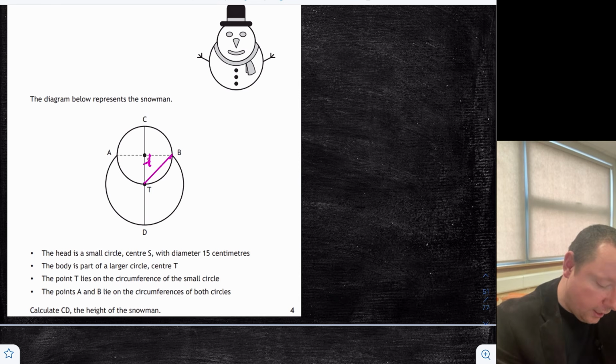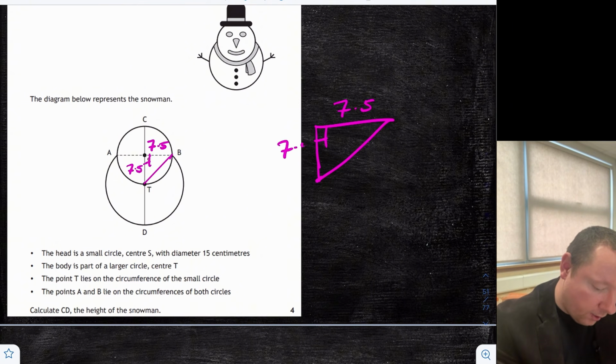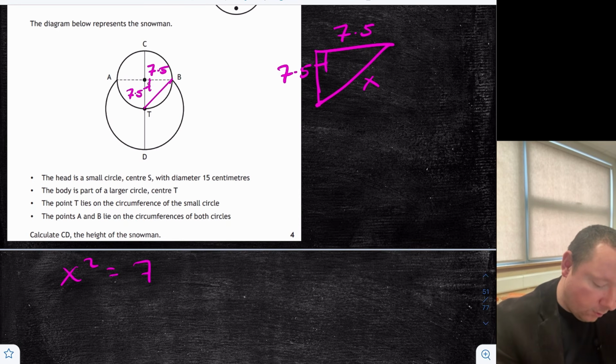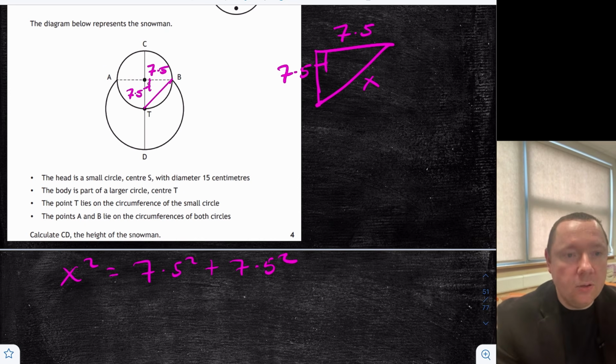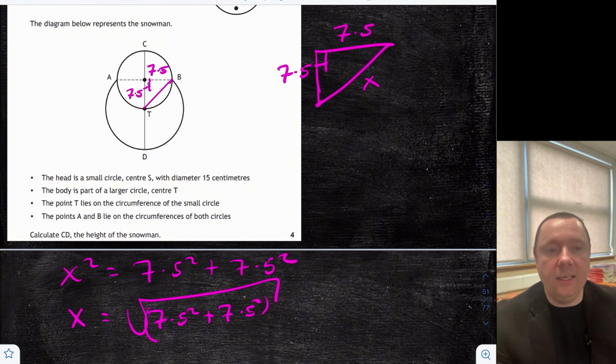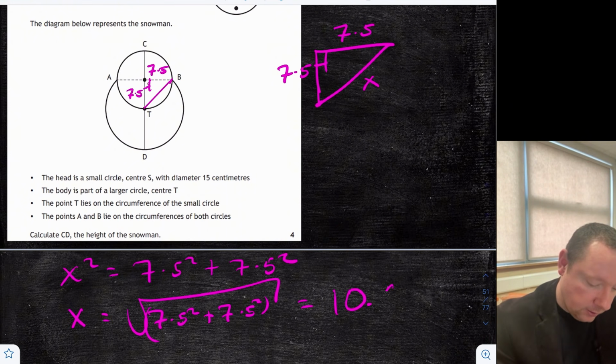But we know that the diameter of the small circle is 15, so that is 7.5, but so is this. So taking that outside of the circle, just to be clear, we have got 7.5 here and 7.5 here with a little x here. So x squared is 7.5 squared plus 7.5 squared. So that means that x equals the square root of 7.5 squared plus 7.5 squared, which we can calculate and then square root or just use brackets to get about 10.6.